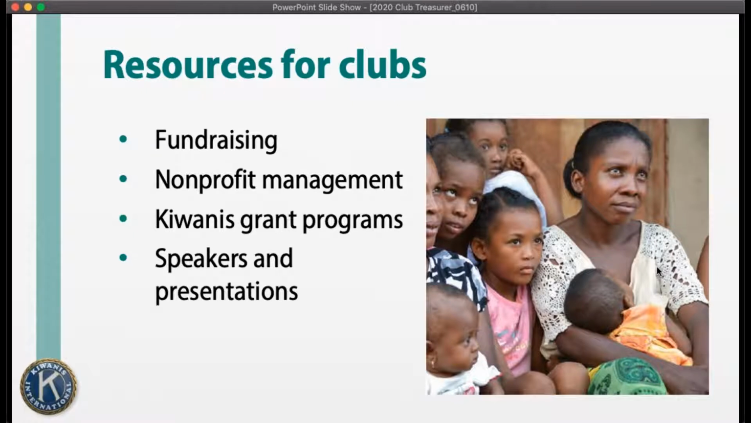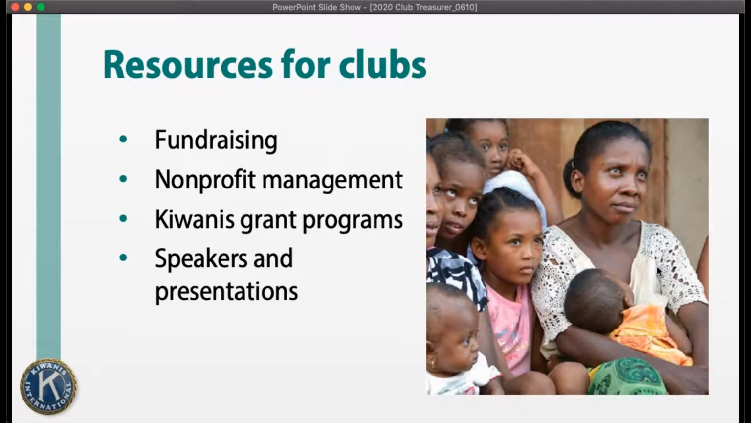They are also here to provide resources for you and your club, from fundraising tips, club foundation support, guiding you through grant programs, and offer speakers and presentations. We'll discuss your relationship with them as a treasurer a little bit more in depth in a bit.